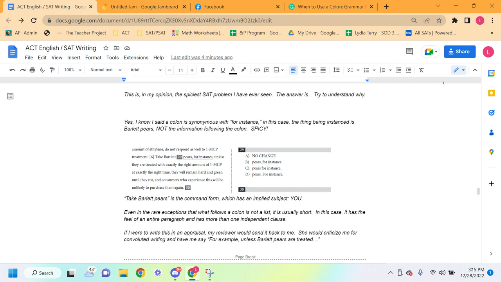So this is an SAT question. The SAT knows that most of you guys have been taught to use a colon before a list. They know that some of you have been taught also don't ever use a colon after words like for instance. So they're just like, well, let's look at an example where that isn't true, because they're trying to be tricky. Can you just see that? Also, that's a list of 3 clauses. Unless they remain, consumers experience. That's 3 clauses there.